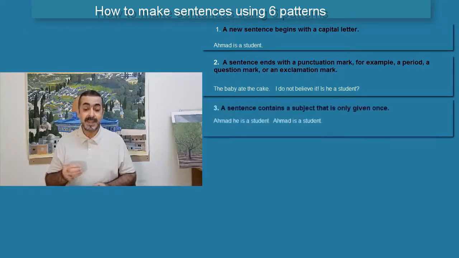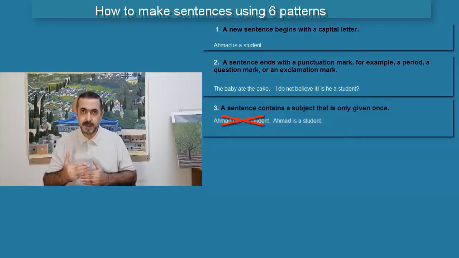Number three, a sentence contains a subject that is only given one time, once. We do not say, Ahmad, he is a student. That's wrong. We say, Ahmad is a student. We do not repeat and write he. We just say, Ahmad is a student. Remember, a subject is either a noun or a pronoun.